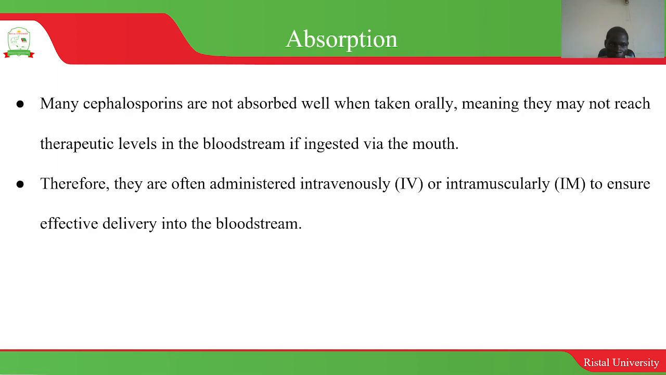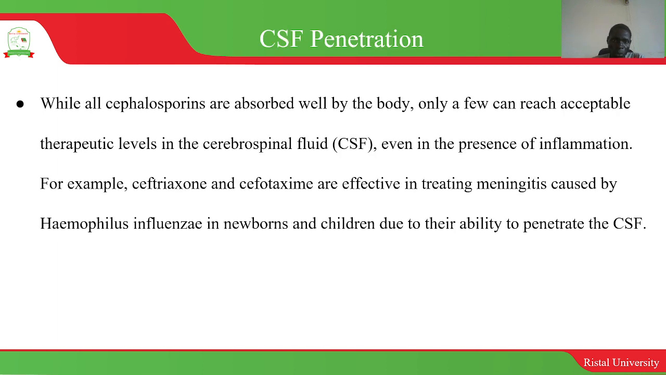Let's look at absorption of these drugs. Many cephalosporins are not absorbed well when taken orally, and that's why most of these drugs occur as injectable. Otherwise, they may not reach the therapeutic levels in the bloodstream if ingested by the mouth because of gastric acid destruction in the stomach. Therefore, they are often administered IV. Okay, I already mentioned this, and also sometimes IM to ensure effective delivery into the bloodstream. CSF penetration, we have already seen this in the table. Okay, while all cephalosporins are absorbed well by the body, only few can reach the acceptable therapeutic levels in the CSF, as we saw already from the third generation, fourth generation, and then the fifth generation.